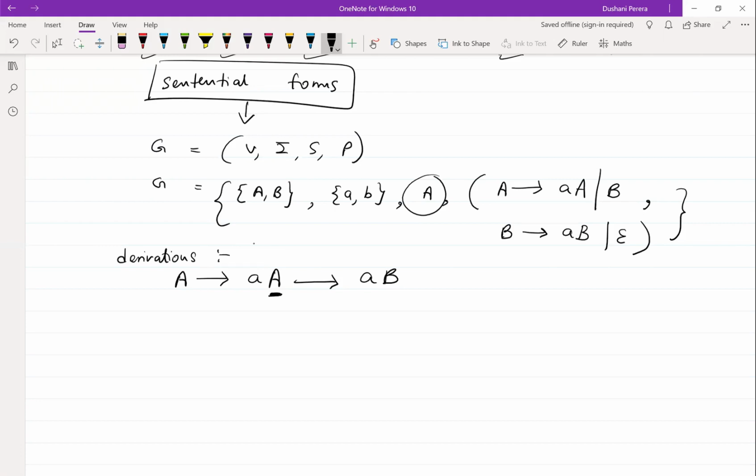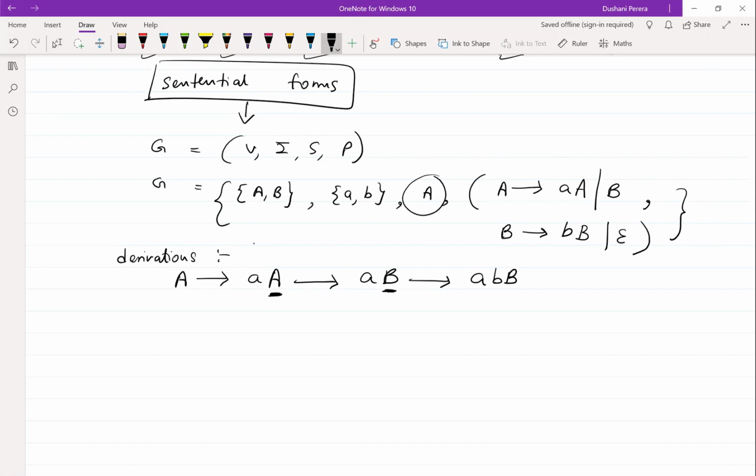Let's put B there. Then now we have aB. Now I have a B over here. I can replace this because I have a production rule for that as well. So I'll replace this B with aB, its derivation. Now again I have a B.